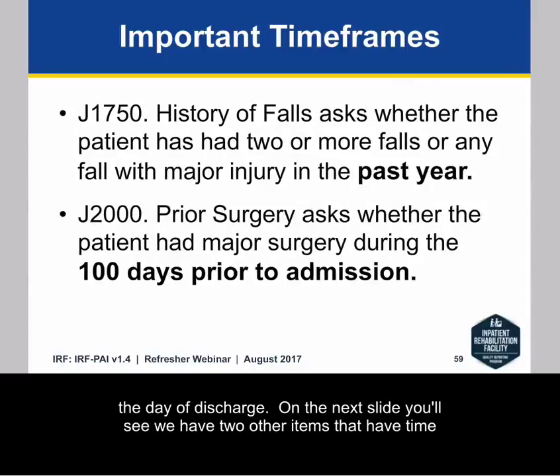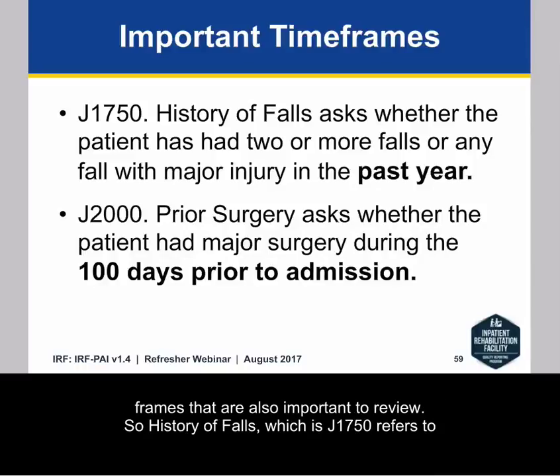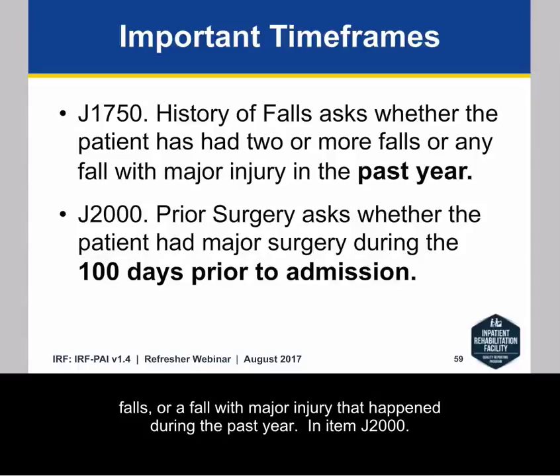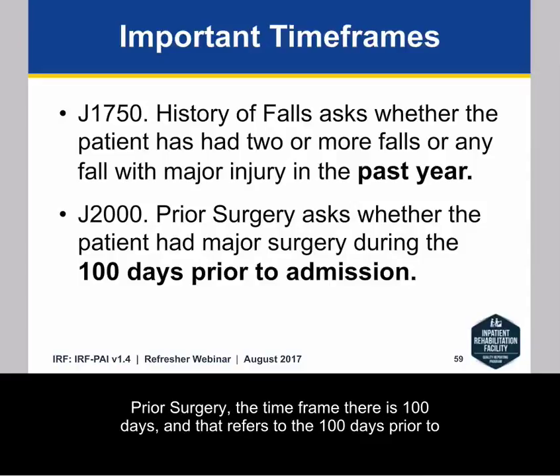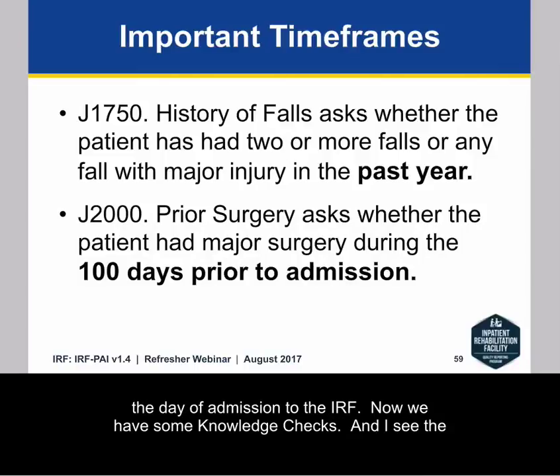On the next slide, you'll see we have 2 other items that have time frames that are also important to review. History of falls, which is J1750, refers to falls or a fall with major injury that happened during the past year. In item J2000, prior surgery, the time frame there is 100 days, and that refers to the 100 days prior to the day of admission to the IRF.